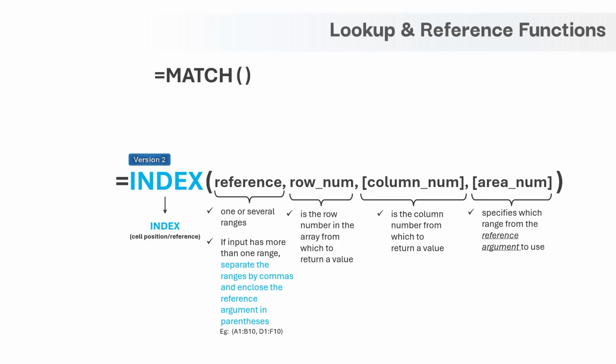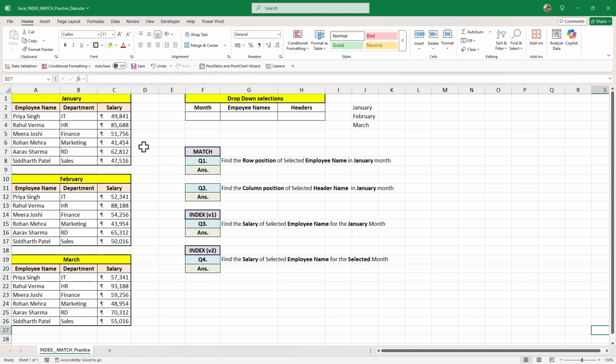Let's jump back to Excel and see some examples. So we are back into Excel, and this is the sample data or setup we will be using as an example. Here we have three different tables for January, February and March month with same set of employee names, their department, but different salary records.